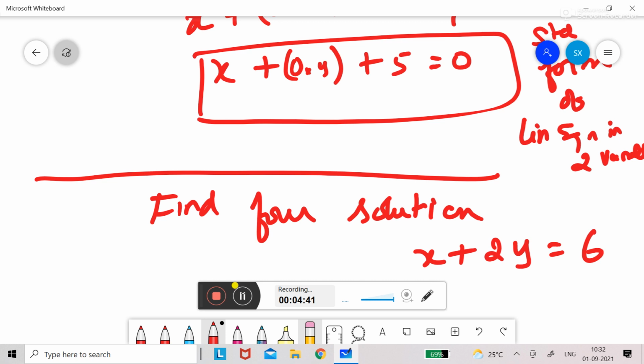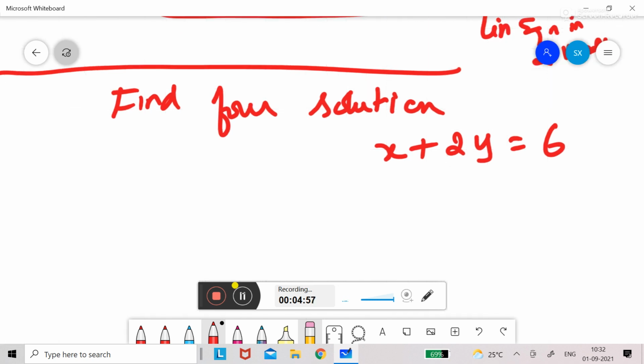X is equal to 0 means you will have a different solution. If x is 0 and y is 0, that is one solution. If x is 1 and y is 1, you get a different solution. So different solutions you will be getting, children. So we are only saying find four solutions. There are infinite solutions here. How will we find four solutions? Listen carefully. We need to check what we get if we put x and y values. If x is equal to 0, you put.